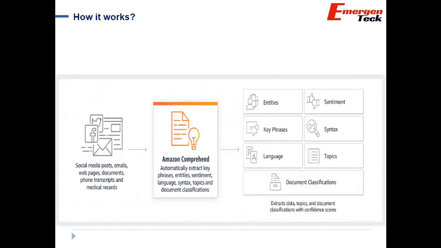How it works, this I have picked up from Amazon Comprehend, but it's very simple. We need to upload a large amount of data, maybe text, email, or any document. It will go to any of the platforms, either Google, Microsoft or Amazon, and it will extract the entity, sentiment, key phrase, language, topic, or maybe document classification. It will seamlessly give it to us without writing a single line of code.